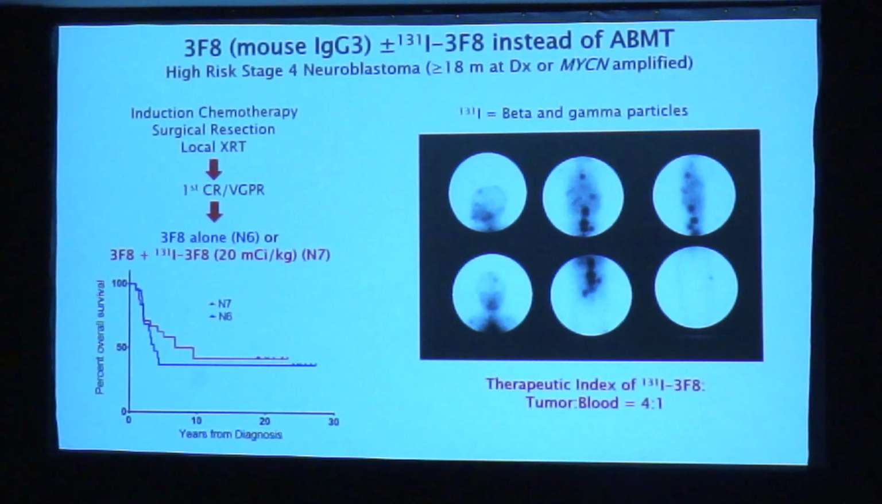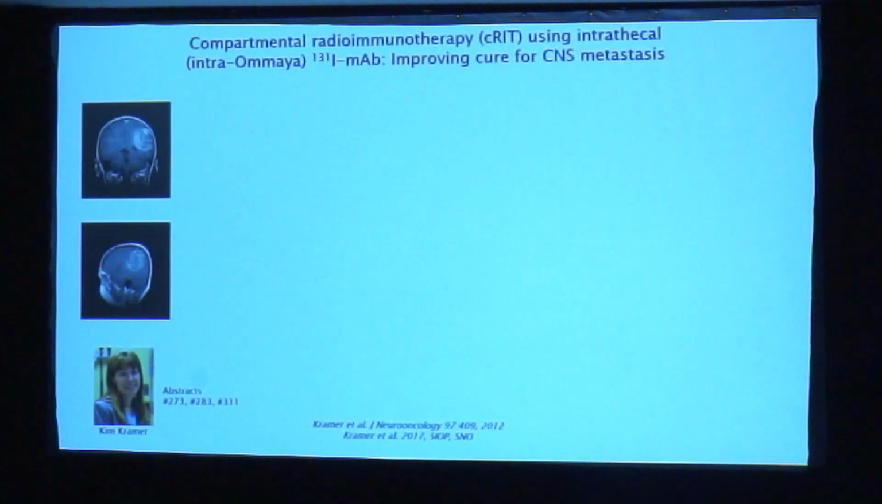And one of the things that we noticed was the therapeutic index, which is the area under the curve in the tumor versus the area under the curve in the blood, is only 4:1. And you might say, well, this is because of 3F8. No, it's because of all IgGs. All IgG has the same problem, and you'll see that in a second.